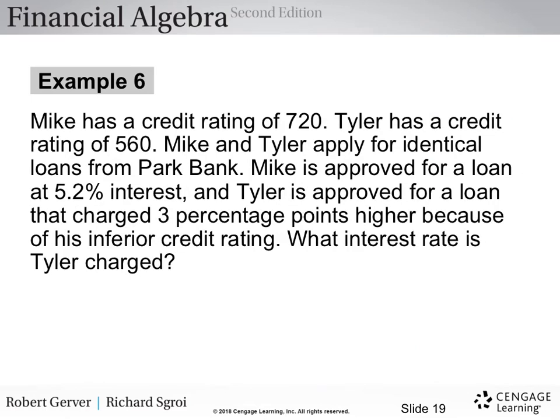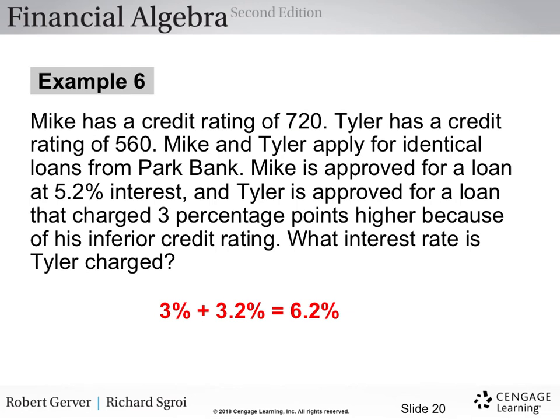All right, so let's look at this last example here. Mike has a credit rating of 720. Tyler has a credit rating of 560. Mike and Tyler apply for identical loans from Park Bank. Mike is approved for a loan at 5.2% interest, and Tyler is approved for a loan charged 3 points higher because of his inferior credit rating. What interest rate is Tyler charged?